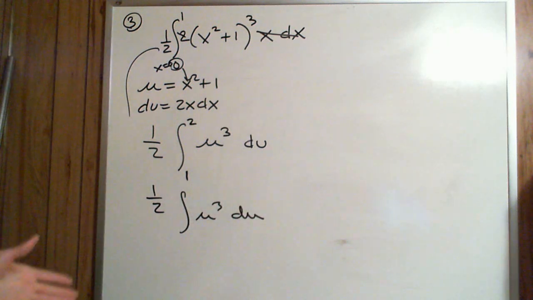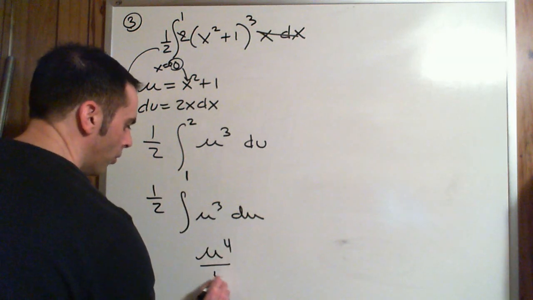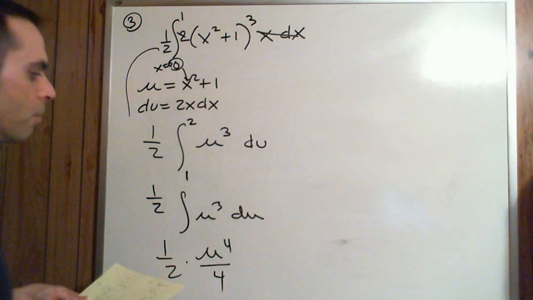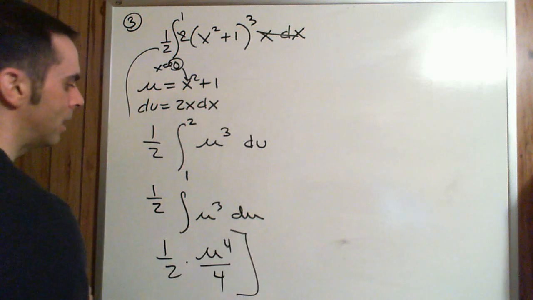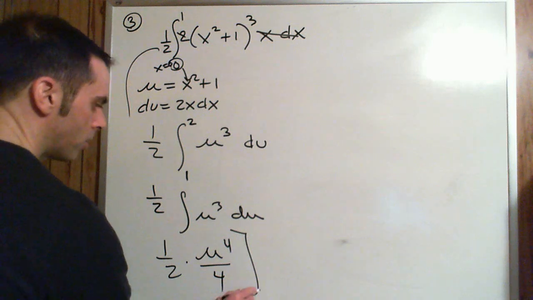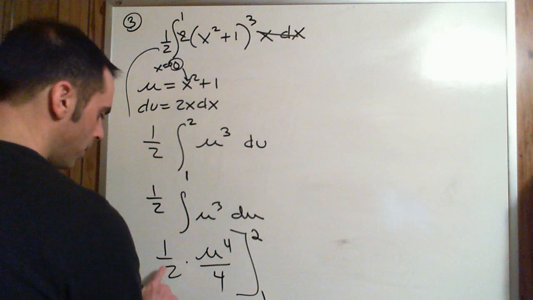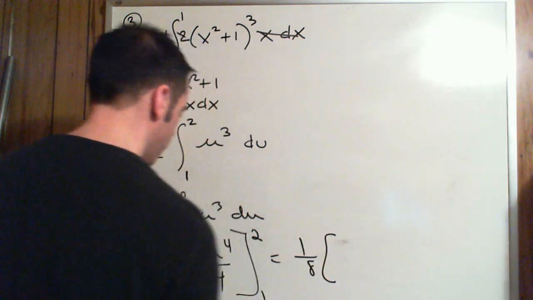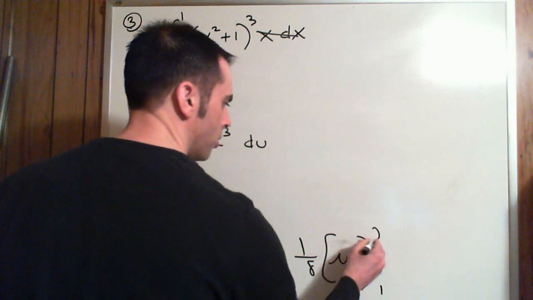The antiderivative of u cubed is u to the 4th over 4 times the 1/2, but we have to bring back the limits eventually. So now I'll put a bracket at the end to designate that I'm going to evaluate this from 1 to 2. You can bring out the constant. You know that 1/2 times 1/4 is 1/8. So it'd be 1/8 times u to the 4th from 1 to 2.